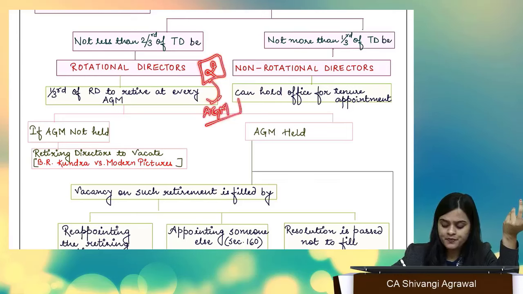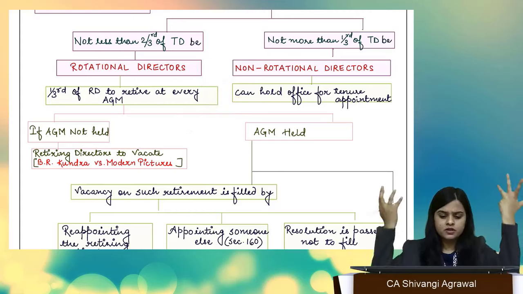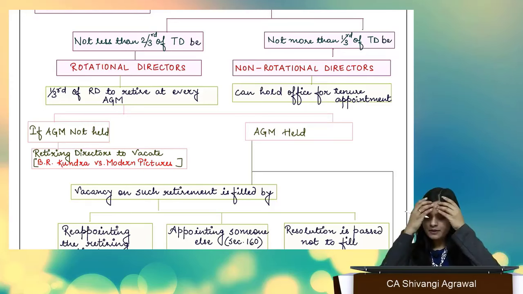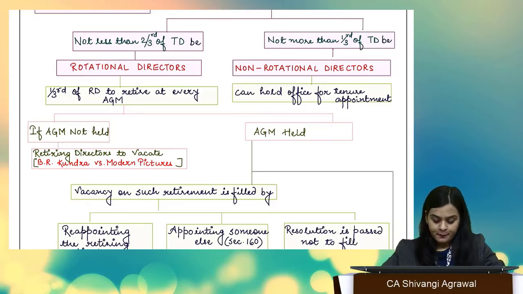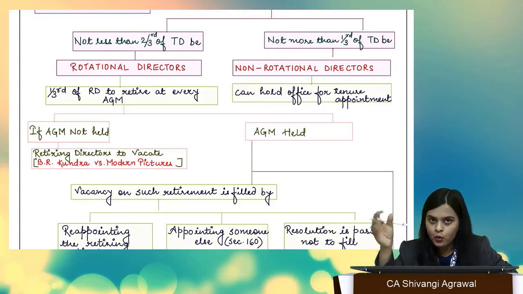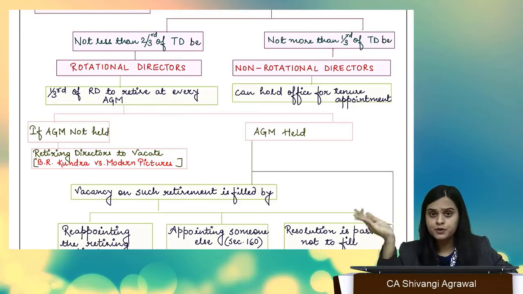How will they retire? The person who has been in the office for the longest will retire first. Supposedly 2 people have been appointed on the same day, they will mutually decide who is going to retire in this general meeting. If they cannot decide, then lots will be drawn, and they will decide. Fine. Supposedly, they have to retire at the general meeting. That means they will go. They can come back also, but the chances are they will go also, right? So they can go, they can come back.